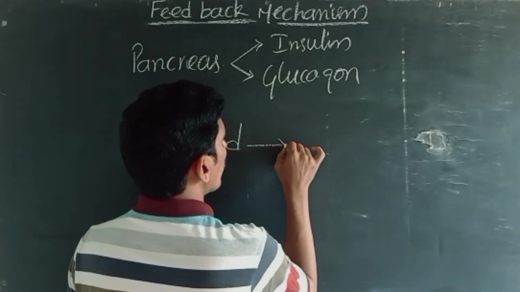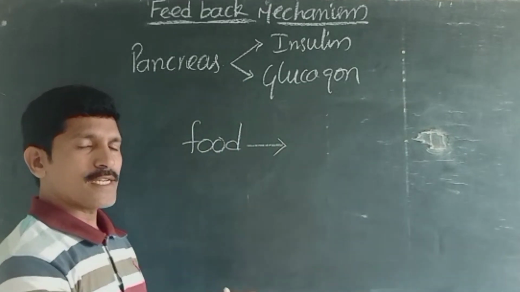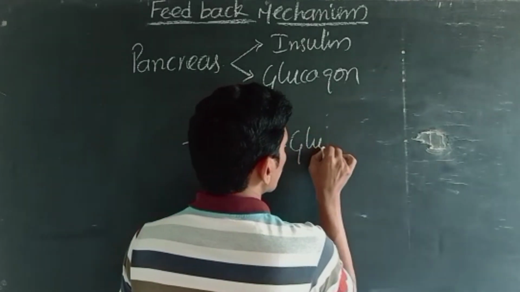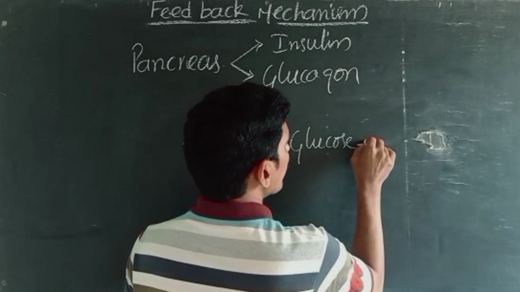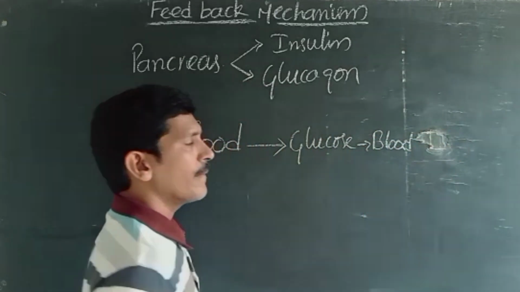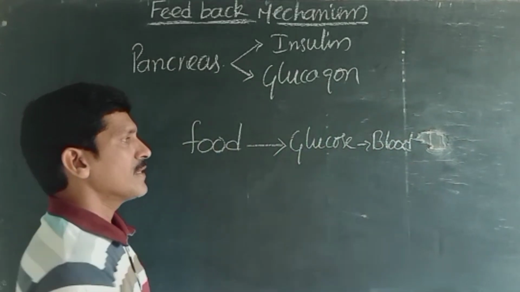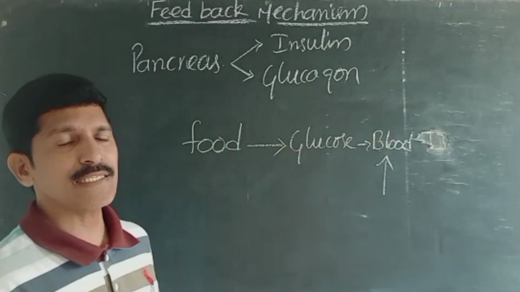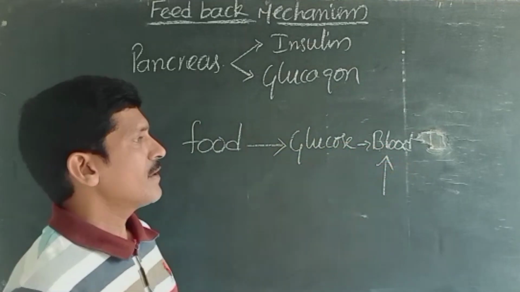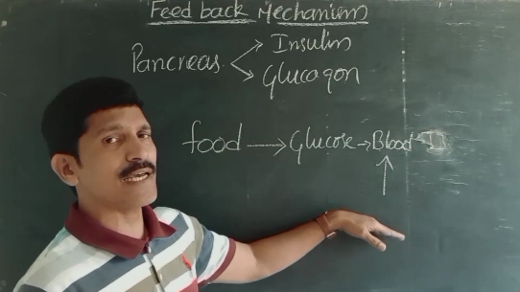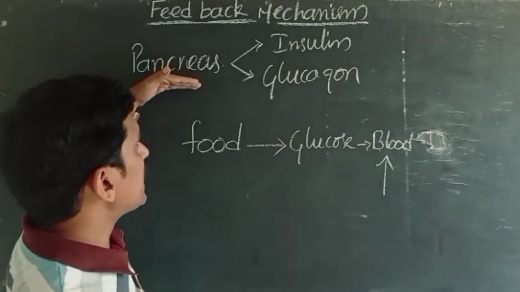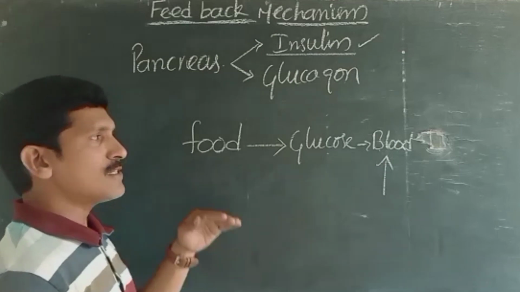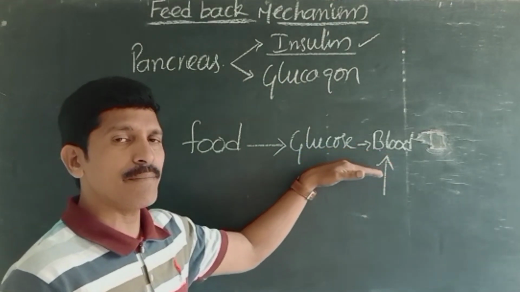after digestion, the nutrients are extracted from the digested food material and enter the blood itself. Most probably the glucose enters the blood. Whenever the glucose enters the blood, the level of glucose in the blood increases above the normal. Whenever the glucose level in the blood increases above the normal level, immediately the pancreas is stimulated by the feedback mechanism and releases insulin.